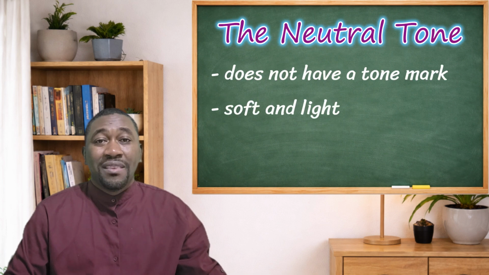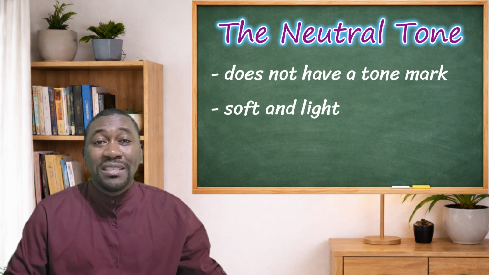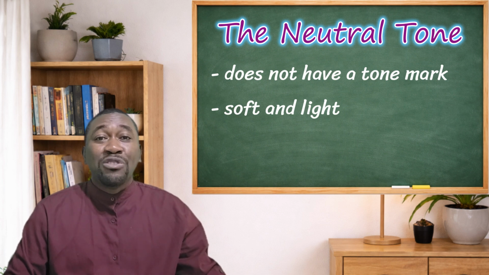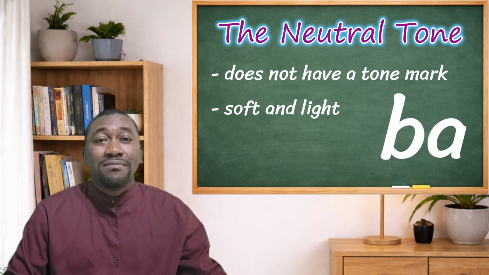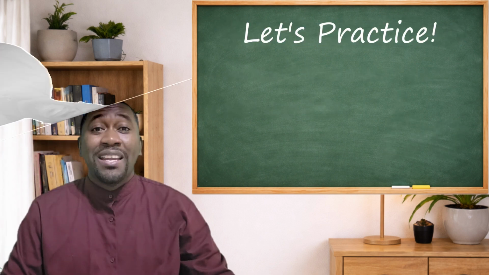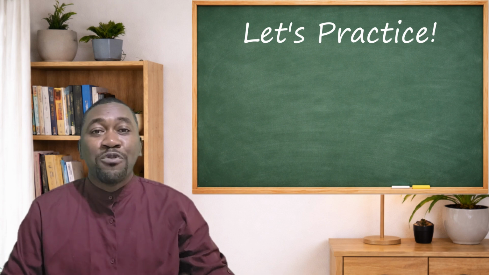Very good. Okay, now let's move on to the neutral tone, which is not considered one of the main tones, mainly because it doesn't carry a tone mark. It is normally soft and light. So let's practice. Ba, ba, ba. Very good. Now we're going to practice all four tones together, and you can use your hand movements, which will help with remembering the tone marks when reading and writing the pinyin.